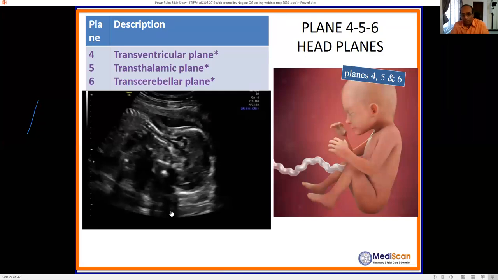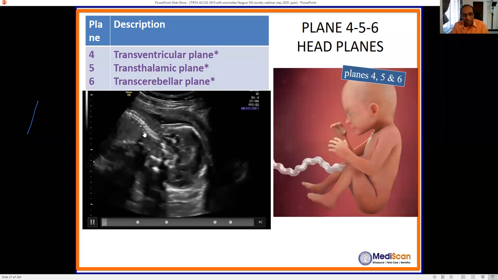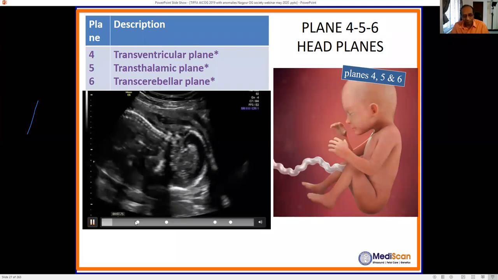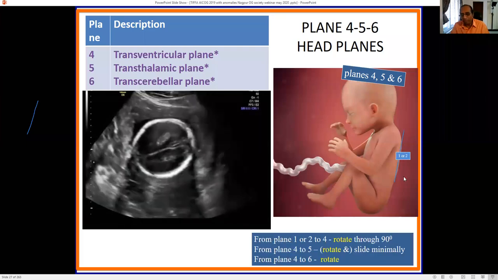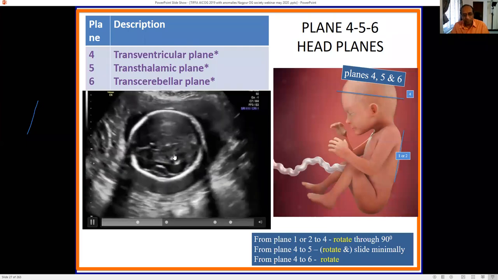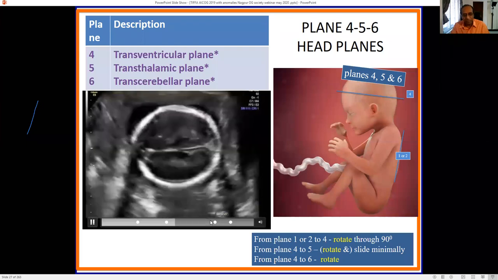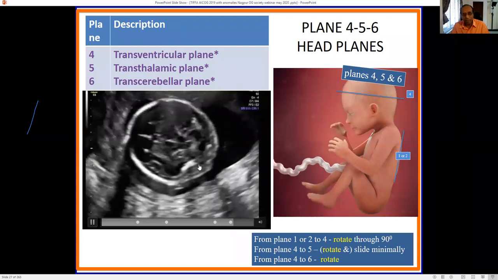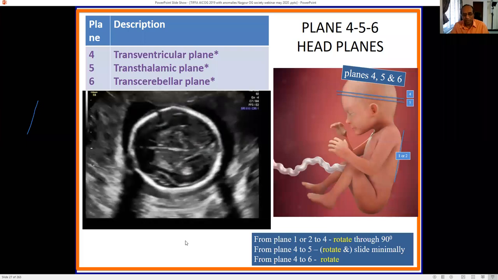Now from here, always go back to the spine. So now you can see I'm going back to the spine here. And I will specifically come to this point where the cervical spine meets the occiput, right? When you do that, and I rotate my probe 90 degrees from plane 1 and 2, I get the transverse view of the head, the lateral ventricular plane, then you will get the transthalamic plane with the cavum septum pellucidum and the transcerebellar plane. All these 3 planes are obtained here. So plane 4, 5, 6 is nothing but the cranial planes.